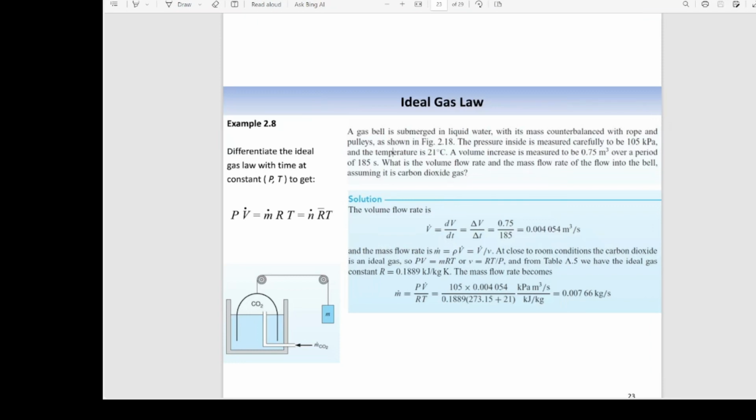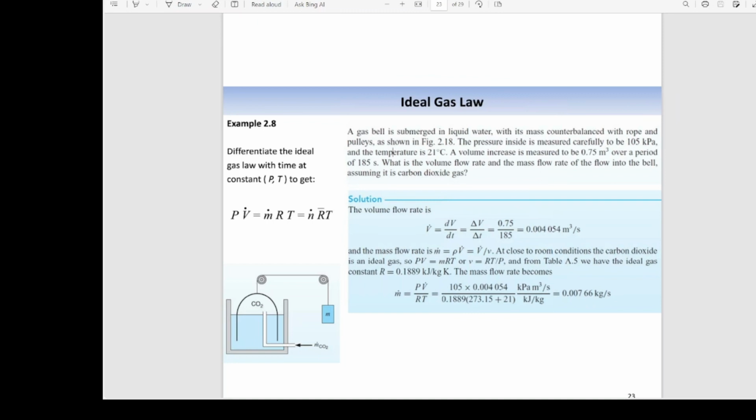So we have change in volume over time, so we can determine that very easily. As usual, you can determine mass flow rate just by density times the volume flow rate. And of course, density is just 1 over the specific volume. Now this is pretty close to room temperature. It's at 21 degrees, and room temperature is at 25 degrees. So we can apply this equation.